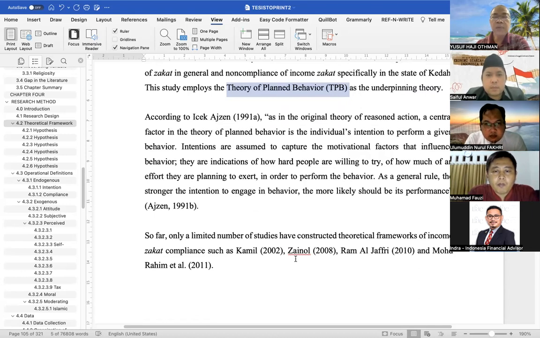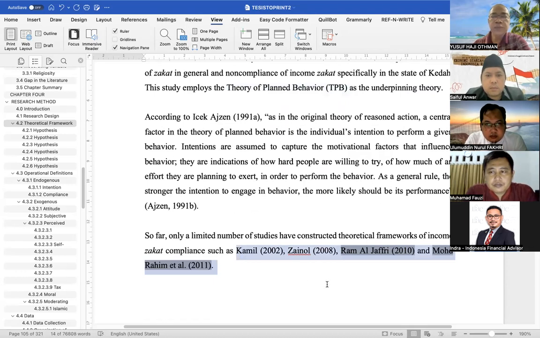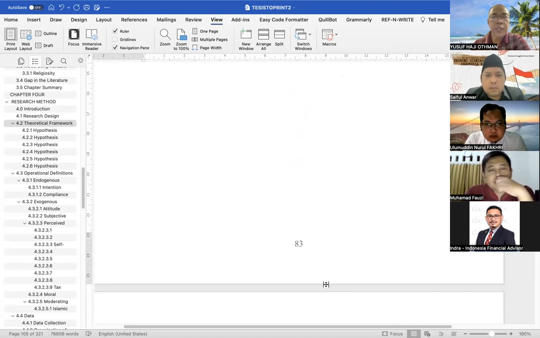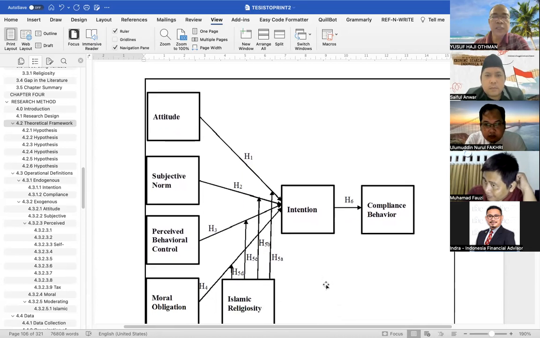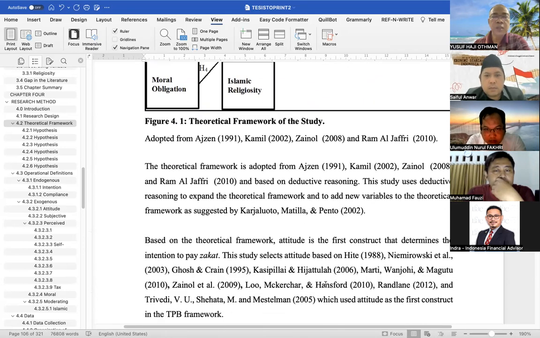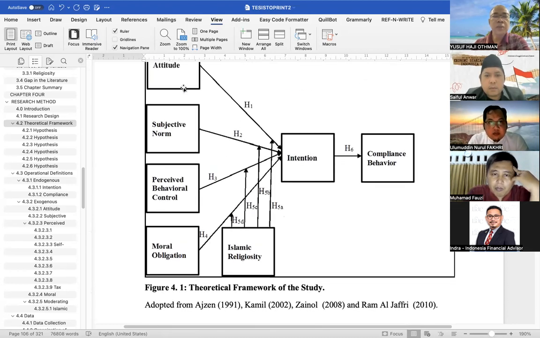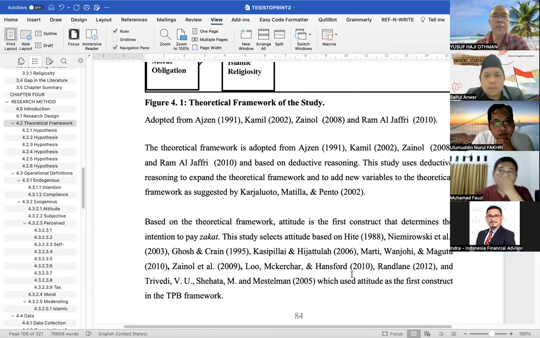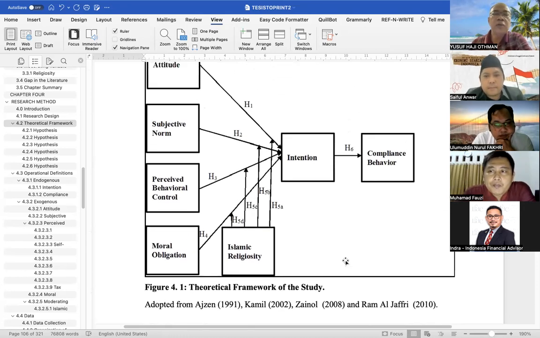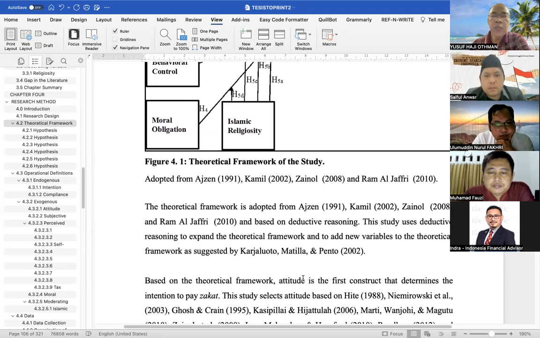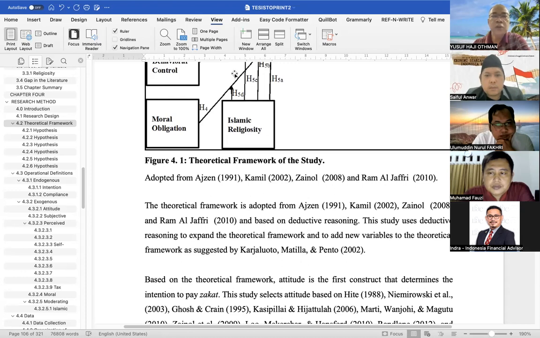And also, I discussed some of the previous research that have constructed theoretical frameworks of zakat compliance, and these are the previous researchers. Then, based on their studies, I developed this theoretical framework. And then we need to explain why we include these variables, why these constructs are included. So basically, like I said, there are two ways to justify the inclusion of the constructs. One is to mention those previous researchers that have used these constructs.